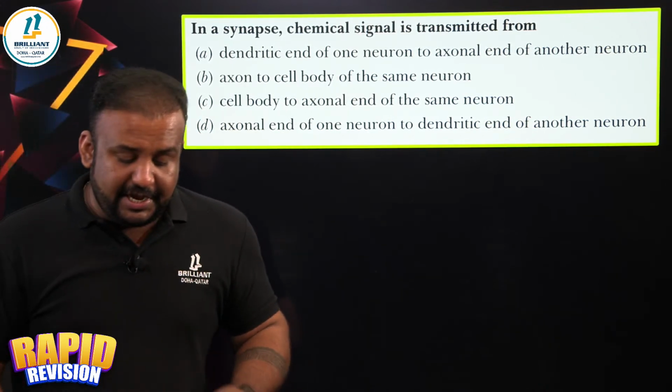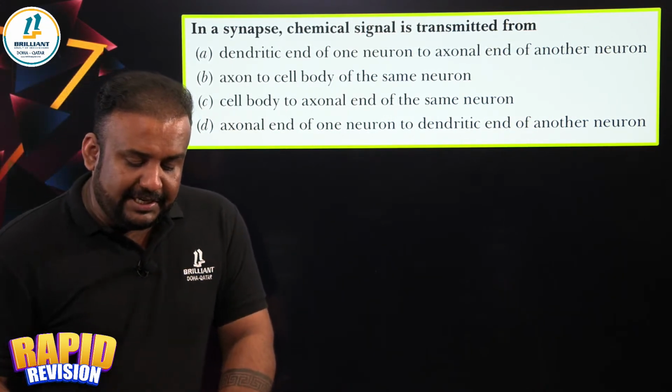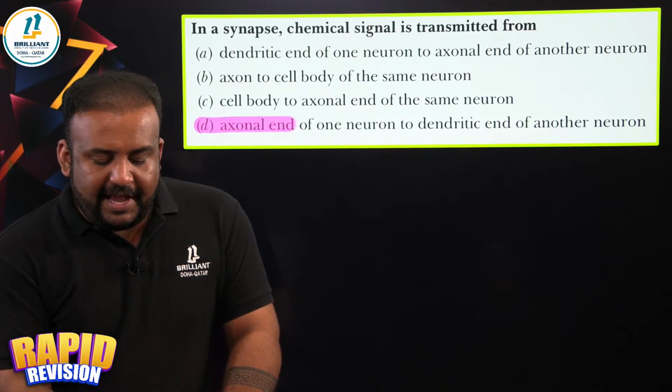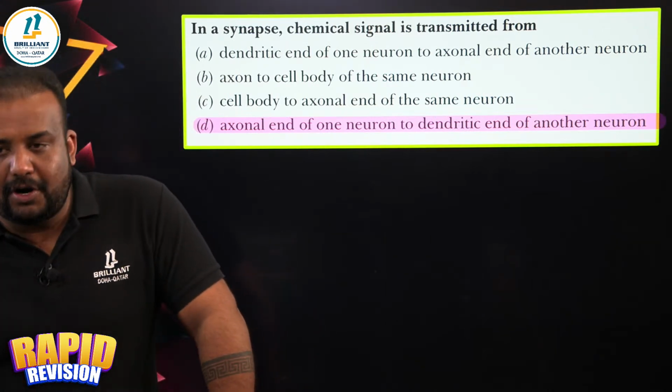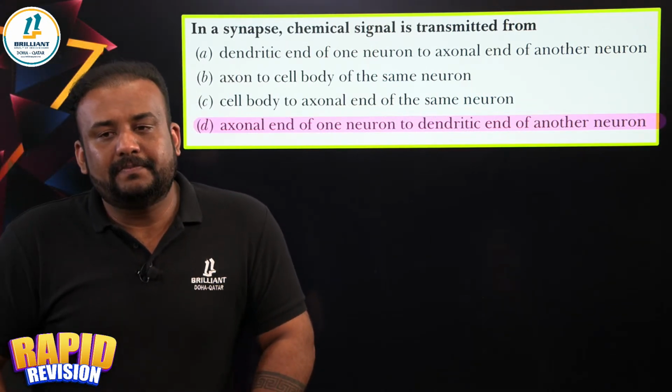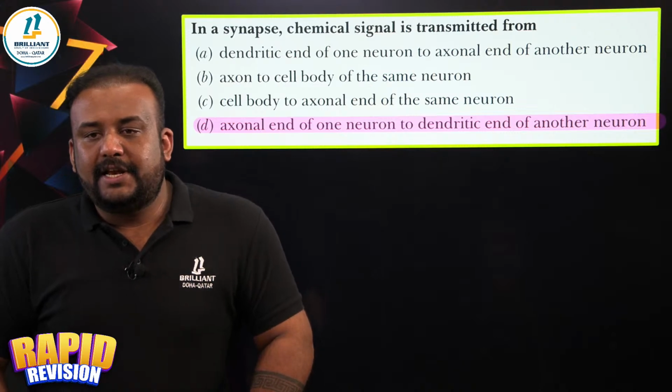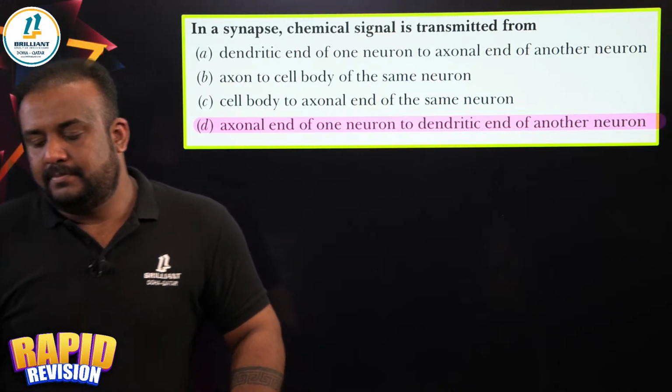So which option is correct here? Yeah, the chemical signal is transmitted from the end of the axon of one neuron to the dendrite end of another neuron. Is that clear to everyone? Yes.